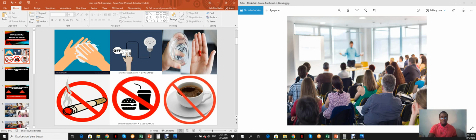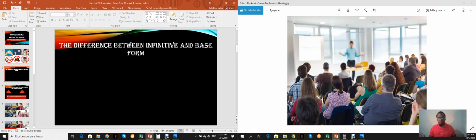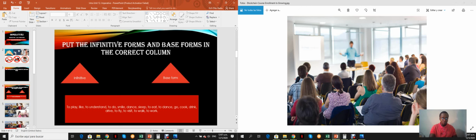Once we finish with this, I'll ask them about the difference between infinitive and base form, just to make a brief review to make sure students understand the grammar when I have to explain it. So I would not talk that much. I'll let them talk. When they finish, I'll pick some students to tell me what they think. And I would not talk.